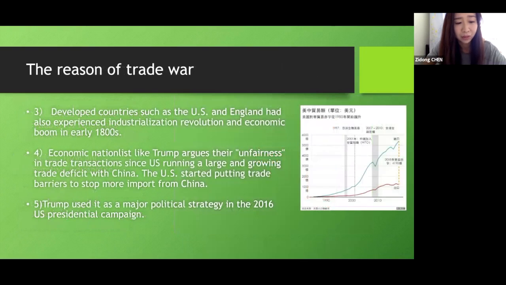And we also need to understand the reason for the trade war. Developed countries like the US and the UK also experienced the industrial revolution and economic boom in the early 80s. So the US, who had improved production methods in machinery, had gained a lot of capital during that time. Trump, as a businessman, knowing how much China may benefit from the continuous trade, decided to put up trade barriers and import tariffs to prevent China from importing products into the states. Trump also used it as a major strategy in the 2016 US presidential campaign.